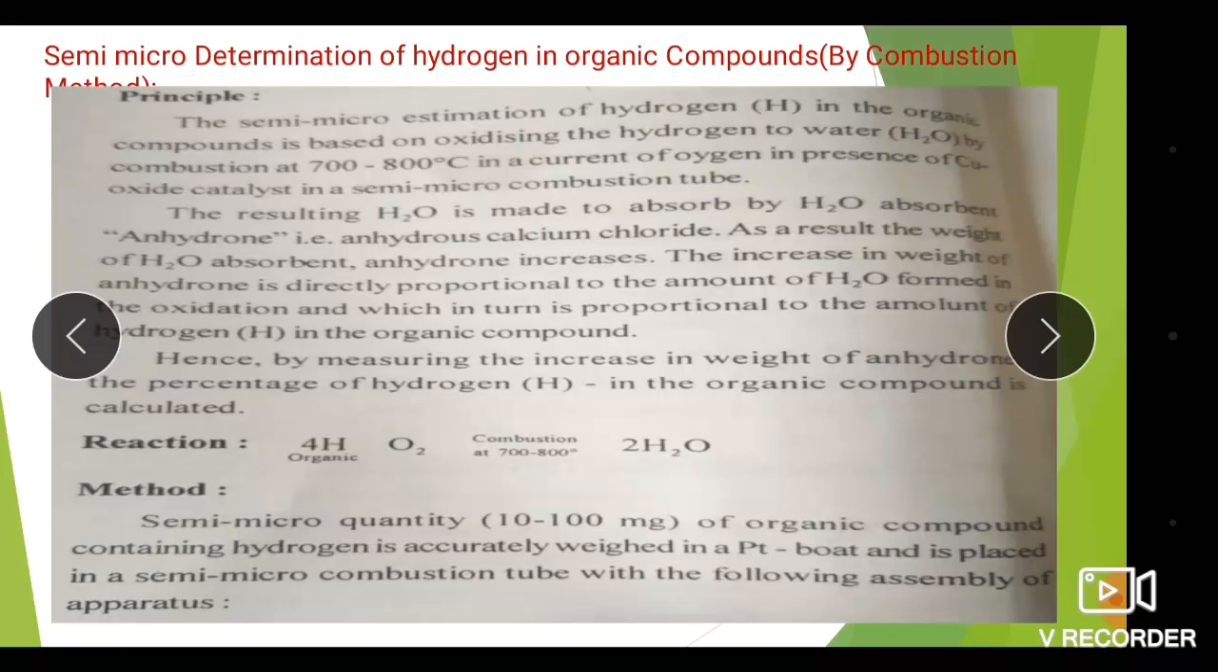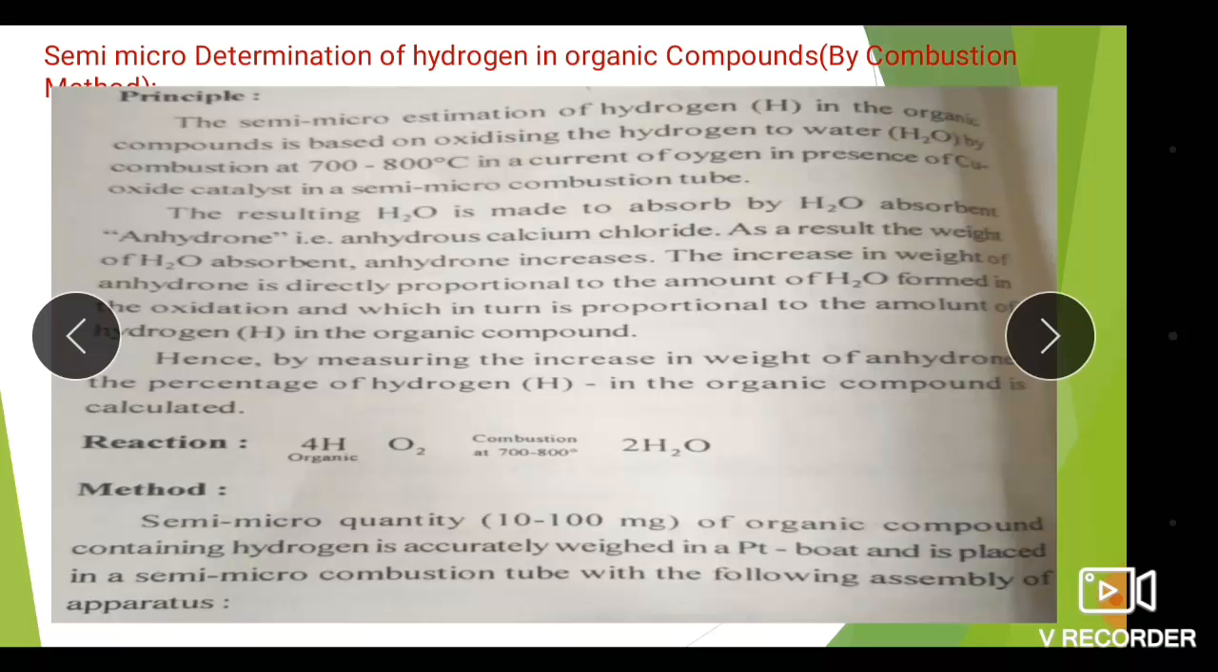What is the reaction? 4 hydrogen atoms react with the O2 molecule at a temperature of about 700 to 800 degrees Celsius, and we get 2 water molecules, that is 4H plus O2. In the presence of copper oxide, combustion at about 700 to 800 degrees Celsius gives 2 molecules of water. Whatever water is formed is absorbed by the anhydrone, that is anhydrous calcium chloride, and the increase in weight of this calcium chloride is nothing but the amount of hydrogen present in the given organic compound.